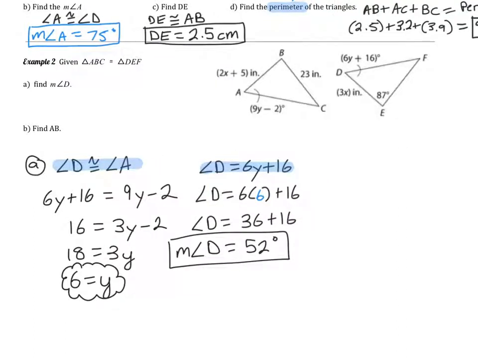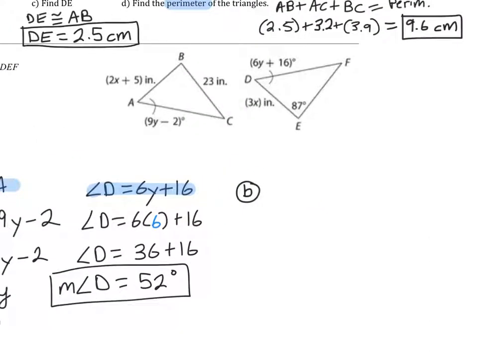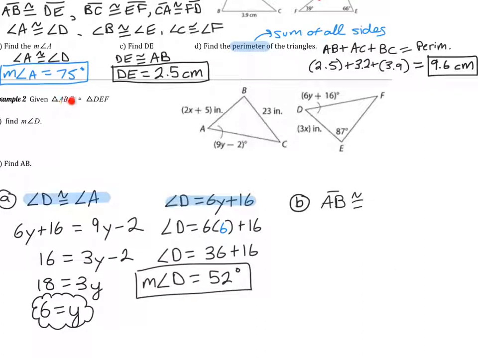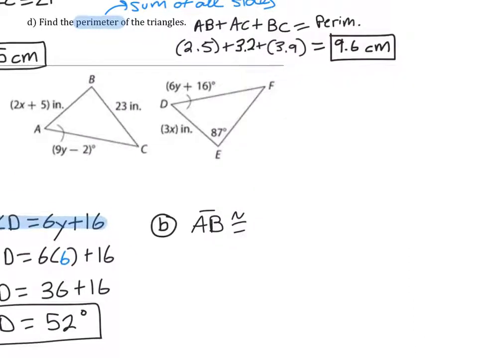All right, let's move on to part B. So here they are asking us to find AB. They would like us to find the length of AB. So I'm going to start with a congruent statement. I know that line segment AB, first to second, is congruent to line segment DE. So that would be my congruent statement.